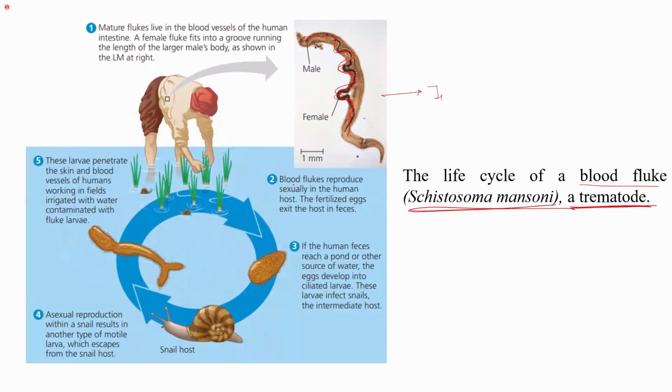Blood flukes reproduce sexually in the human host. The fertilized eggs exit the host in feces. If the human feces reach a pond or other source of water, the eggs develop into ciliated larvae. And these larvae infect snails. So snails here are the intermediate host. Snails are not the primary host, but they are the intermediate host.